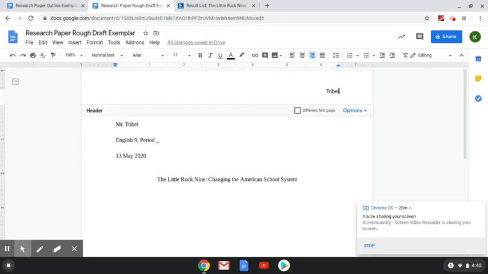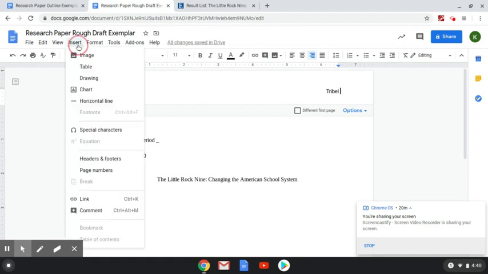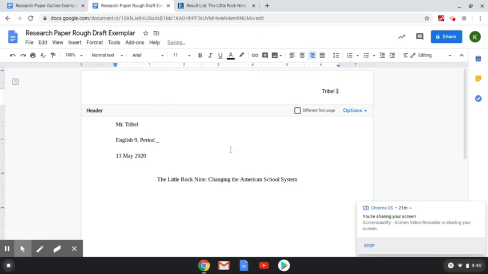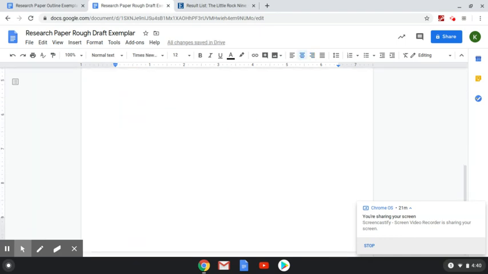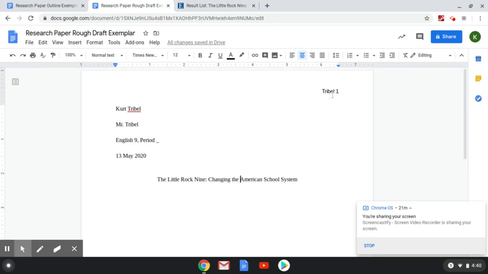You type your last name, space, press Insert again, scroll down, page numbers, scroll up to this one, and choose it, right? So your first page is going to say Tribell 1. As we scroll down, this should change to Tribell 2, 3, and so on, right? So that's our header. That's part of the MLA formatting also. So make sure you do that. We press Enter.